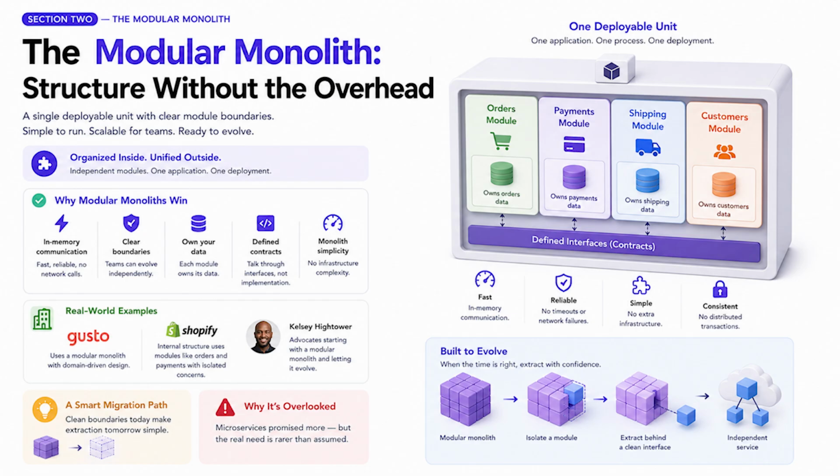So if the modular monolith is so good, why did the industry skip it? Because microservices promised even more: independent deployment, independent scaling, technology freedom. And for the right situation, that promise is real. But the situation where it is real is rarer than many teams assumed.